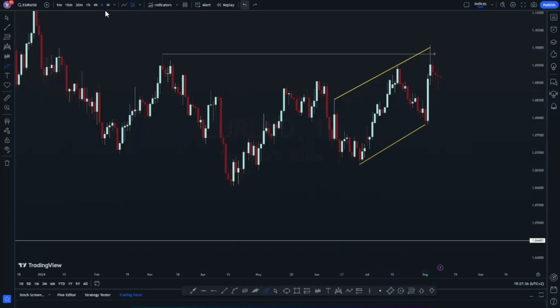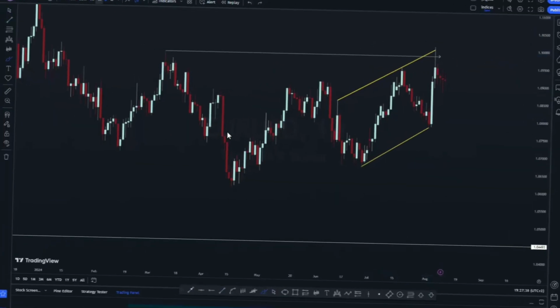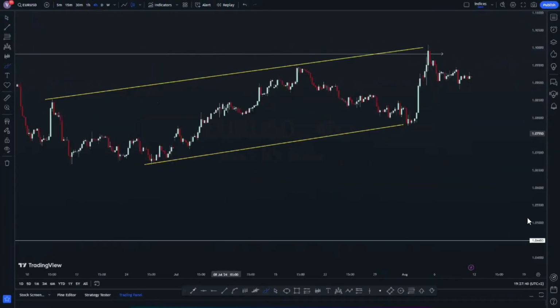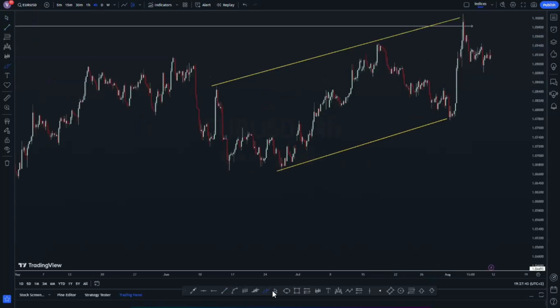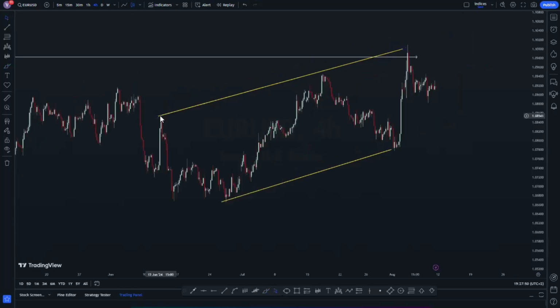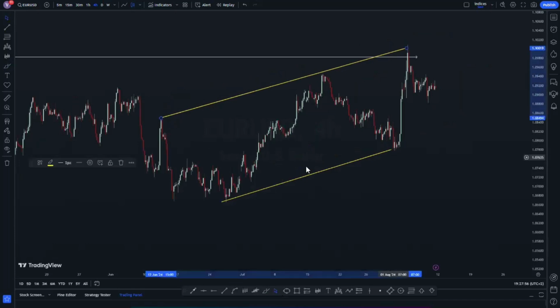Now let's switch to a 4-hour time frame. These are 4 hours time frame. Let's just fix our trend lines.